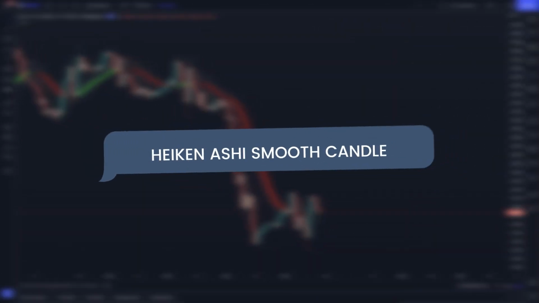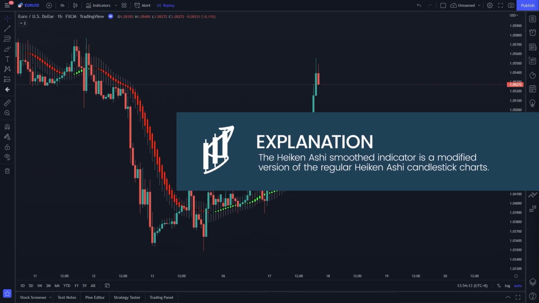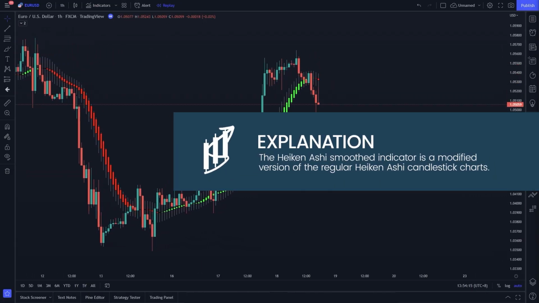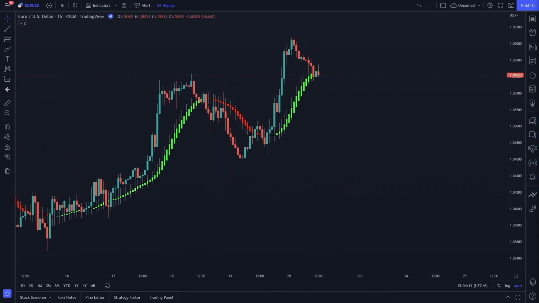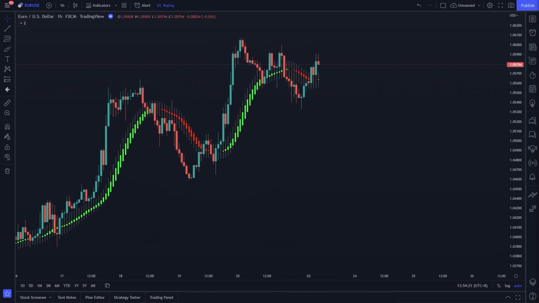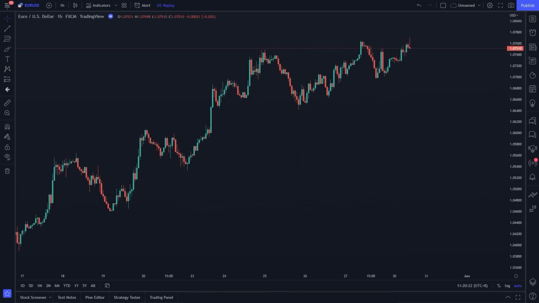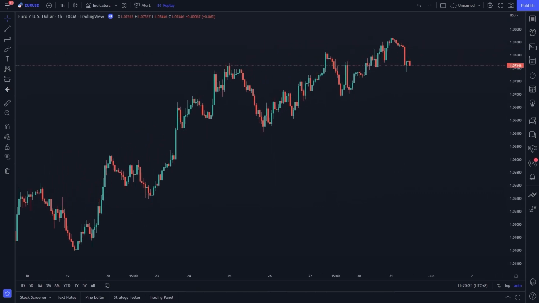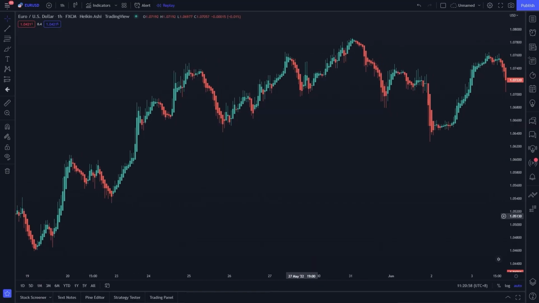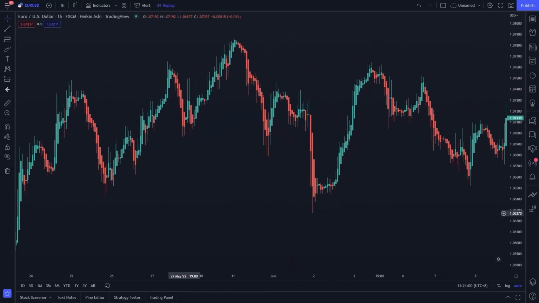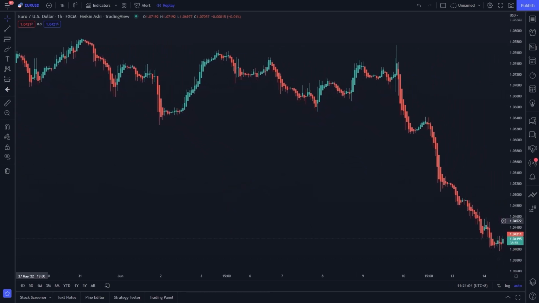Heiken Ashi Smooth Candle. The Heiken Ashi Smooth Indicator is a modified version of the regular Heiken Ashi candlestick charts. The Heiken Ashi is a type of chart used to analyze the price of a stock or currency. It belongs to the family of candlestick charts and was imported to the West from Japan. Unlike the regular candlestick charts, the Heiken Ashi candlesticks are used to understand the price trends. This is done due to the way the price is calculated and displayed on the chart.